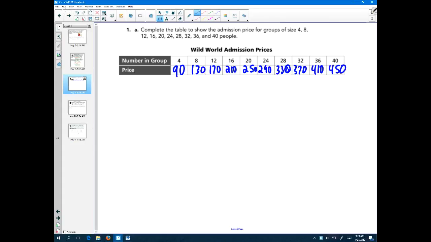Here's one of the things. When you're to graph that, I had a couple people mix these up. Which one of these goes on X and which one goes on Y? You got number in group and price. Which is X and which one's Y, Olivia? Very good, because remember we said the first thing in the table is the X.